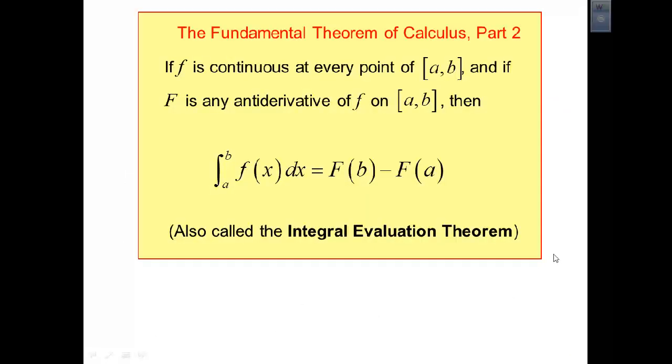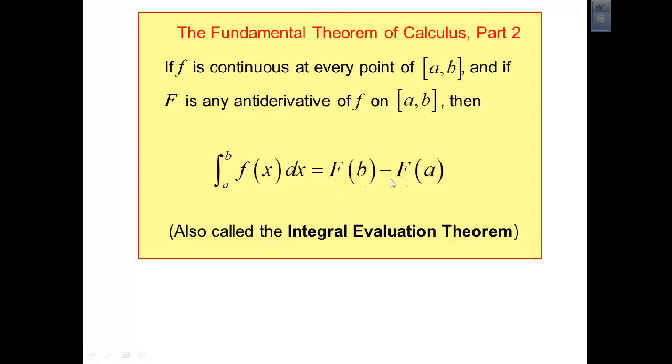All right, now part 2 of the fundamental theorem of calculus says if f is continuous at every point on the closed interval from a to b, and if capital F is any antiderivative of little f on the interval from a to b, then the integral from a to b of f of x dx is equal to capital F of b minus capital F of a.